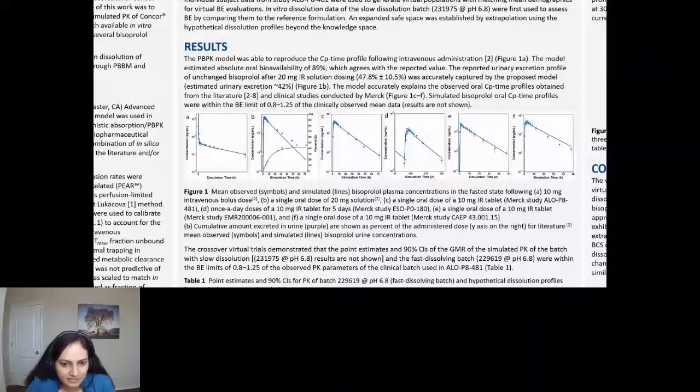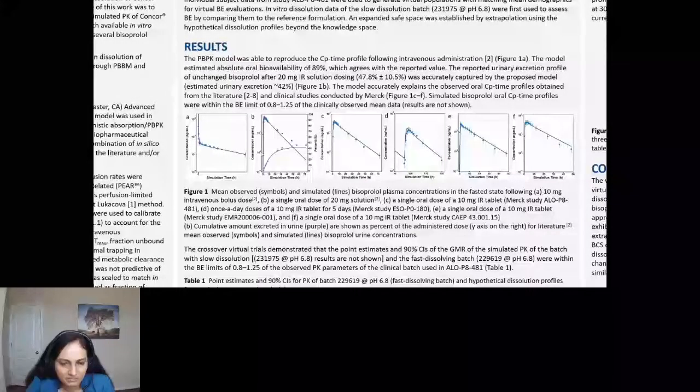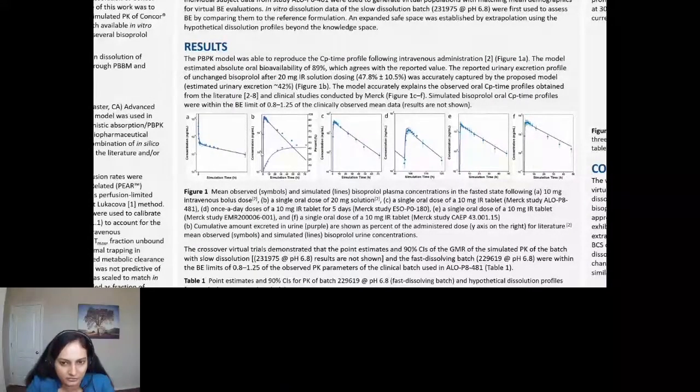So once we had this baseline model, we applied the same model to several literature data sets. We did find several clinical data sets for single dose or multiple dose at several dose levels. I haven't shown the data here just because of space limitation, but you can go through the publication to get more information.